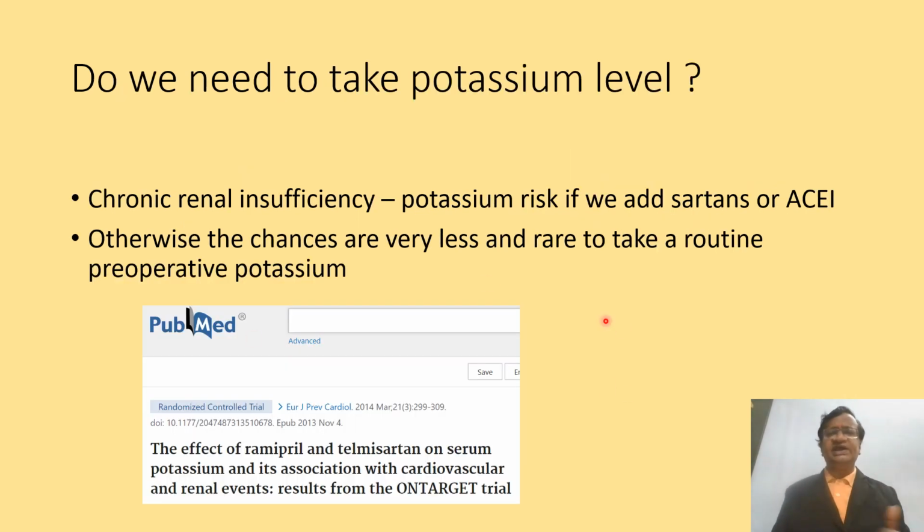Do we need to take potassium level? Yes, we know that hyperkalemia is a side effect. Hypotension is a side effect. Renal damage is a side effect. Increased creatinine in 2 weeks is a side effect. Pregnancy is a contraindication. All these things we have already discussed. Cough is a side effect. Do we need to take potassium levels? No, because even in chronic renal deficiency the potassium risk is there, but otherwise it is not needed to take potassium levels for sartans on the morning of surgeries.